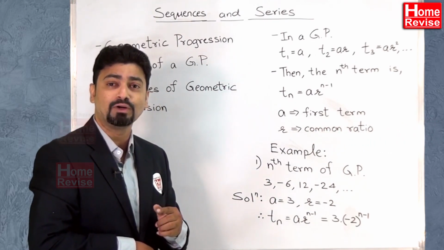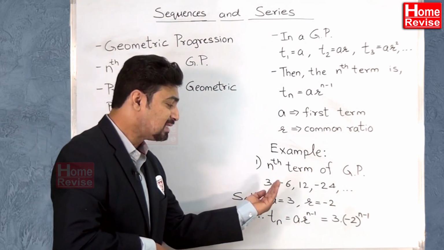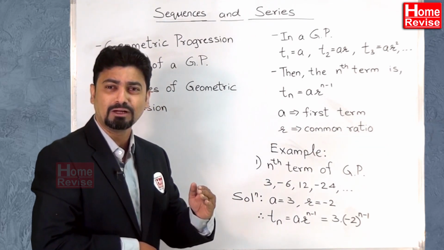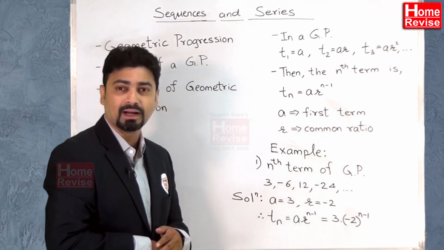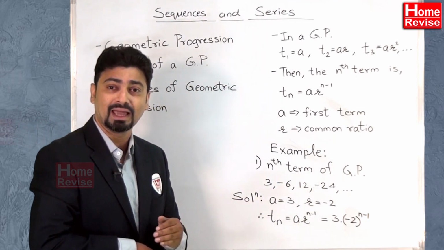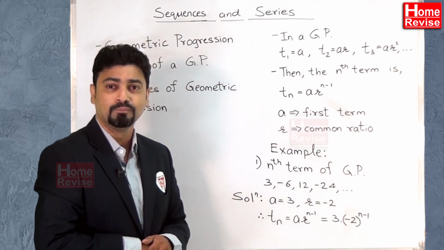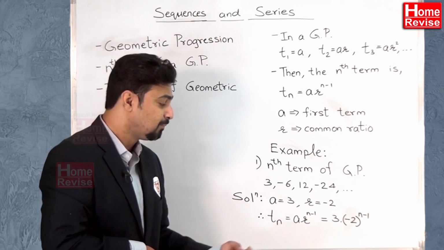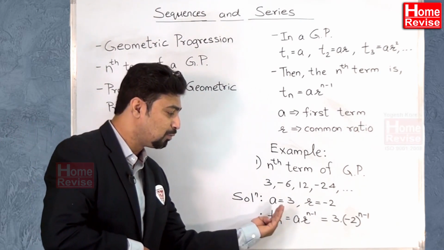The common ratio found out by Tn plus 1 divided by Tn, that is minus 6 divided by 3, will be equal to minus 2. Also, if I try to check any other consecutive terms, that is 12 divided by minus 6, again it comes to minus 2. Minus 24 divided by 12, again it comes to minus 2. So my common ratio R is equal to minus 2. Now to find the nth term, we know that the formula for Tn is A R raised to n minus 1. In our case, A is equal to 3.